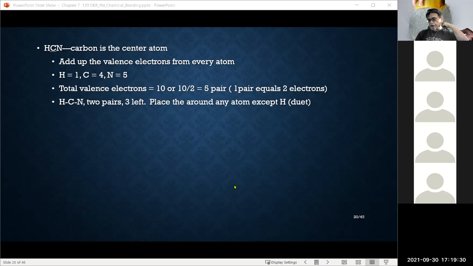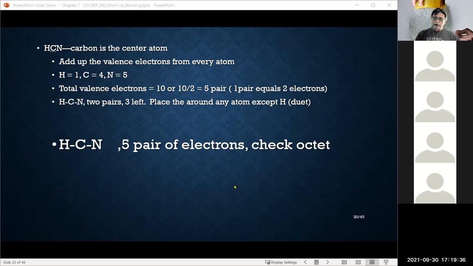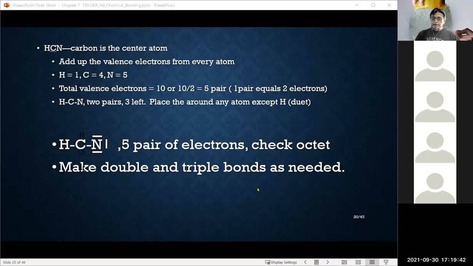We know that carbon was the central atom. We can make a line to represent the hydrogen and the nitrogen. Keep track of our pairs. We've got 5 pairs of electrons. We're going to check the octet. So here we put in all the electrons that we had to begin with, 5 pairs.